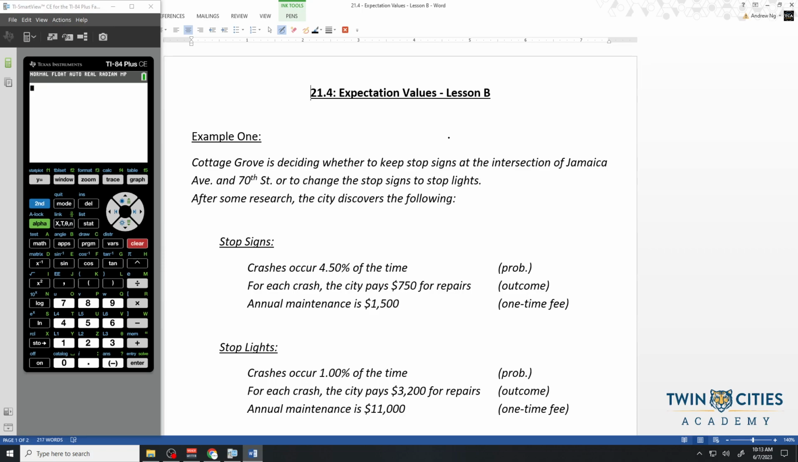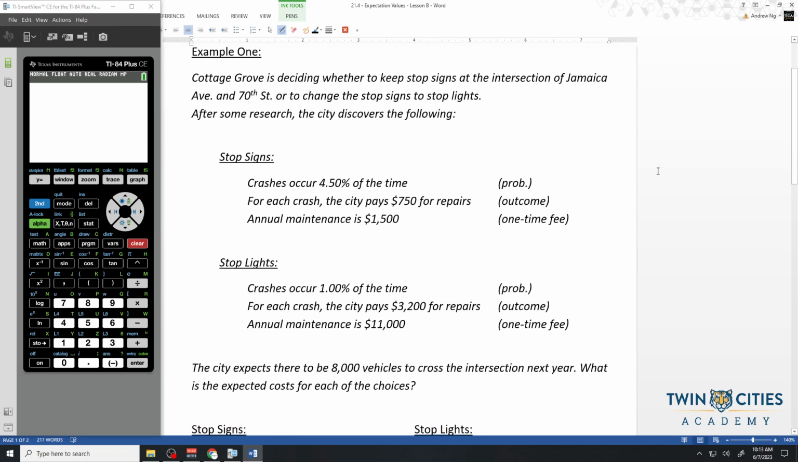Let's begin. Example 1. Cottage Grove, some city, is deciding whether to keep stop signs at the intersection of Jamaica Avenue and 70th Street or to change the stop signs to stop lights. After some research, the city discovers the following. With stop signs, crashes occur 4.5% of the time. And for each crash, the city pays on average about $750 for repairs, with an annual maintenance for that intersection of $1,500.